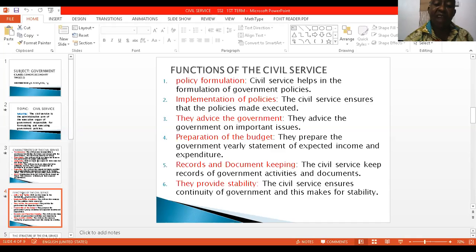They also provide what? Stability. They ensure continuity of government. Any government that comes into power, they continue with that government. They continue to be loyal. They continue to formulate good policies for effective governance. They continue to implement the policies so that the masses will enjoy the dividends of democracy, the dividends of the government in power for good government. Yes, these are some of the good things they do.